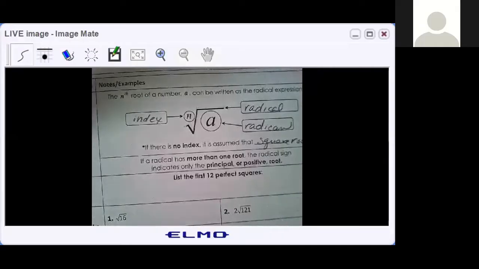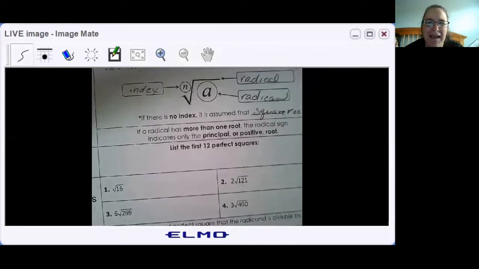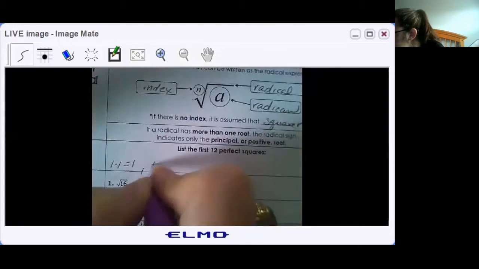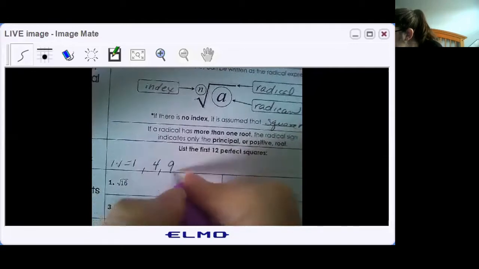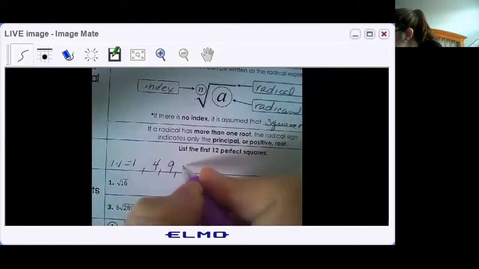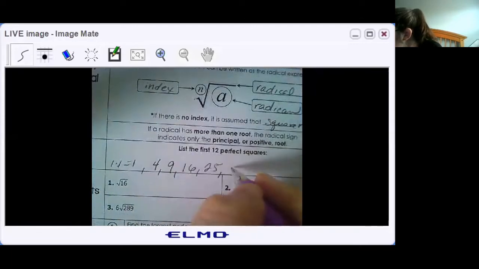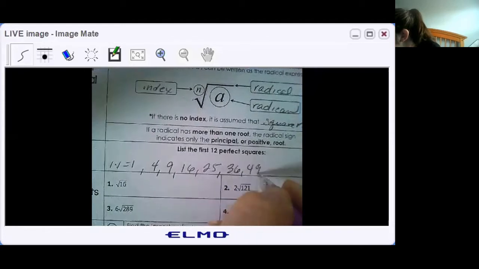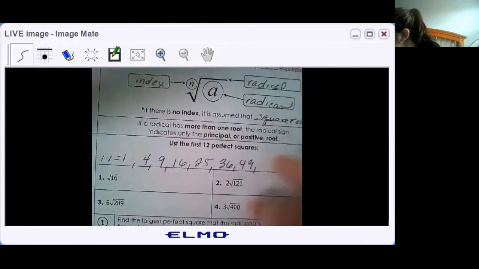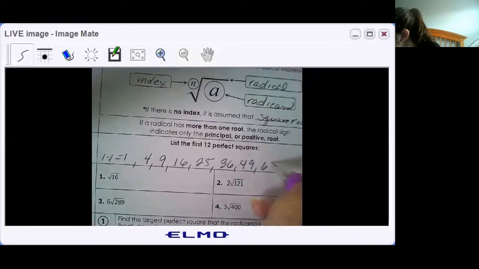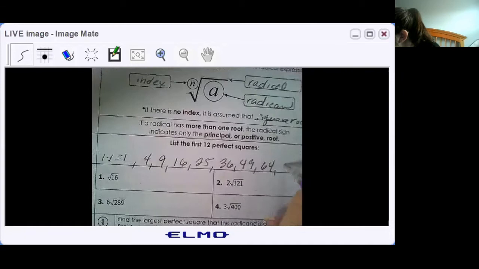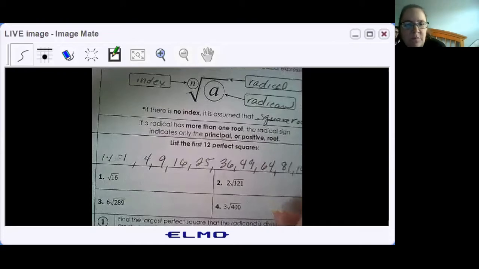So, perfect squares. First perfect square you think of is the number 1 because it's 1 times 1, right? And then we have 4 and 9 and 16 and 25 and 36 and 49, 64, 8 times 8, 81, 100, 121, and 144. So that's pretty much it.